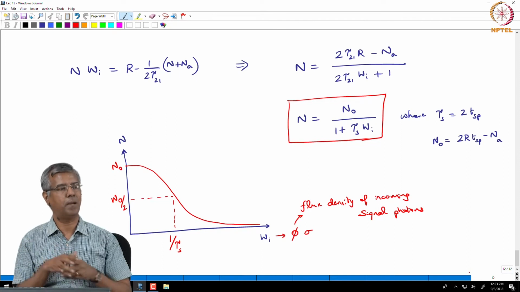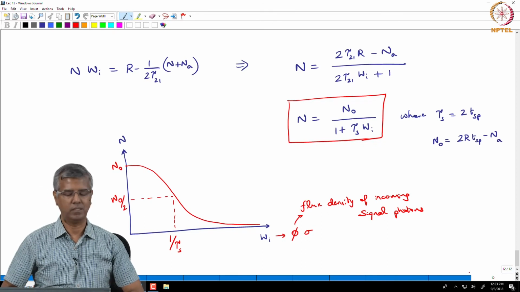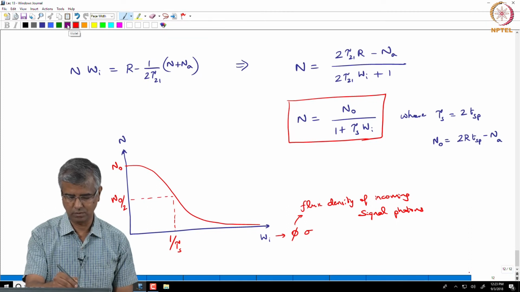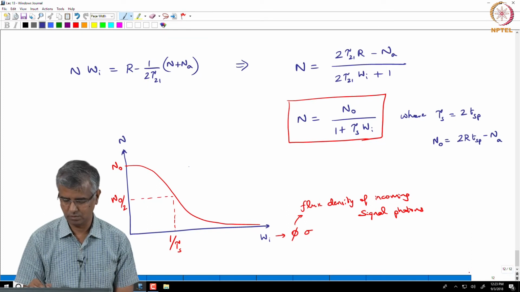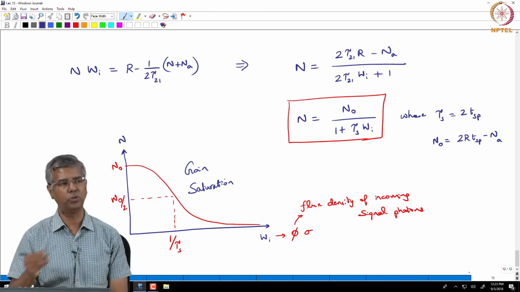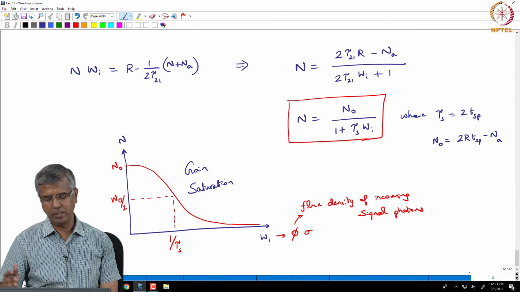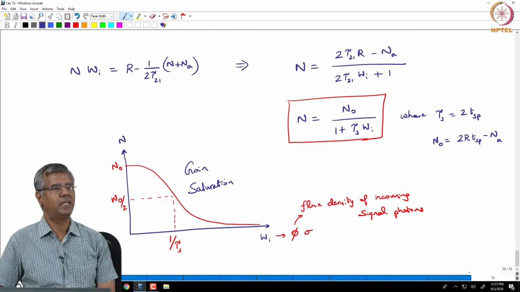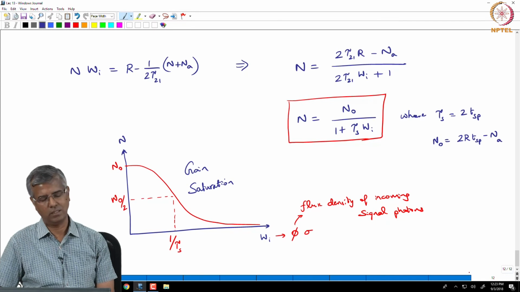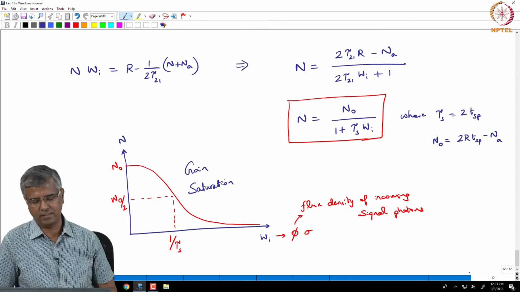So, immediately after an amplification happens, that inversion gets reduced. In other words, this leads to what is called gain saturation, because reduced inversion means reduced gain. So, as you increase the incoming flux density of signal photons, you are reducing the gain that is available to you, okay.